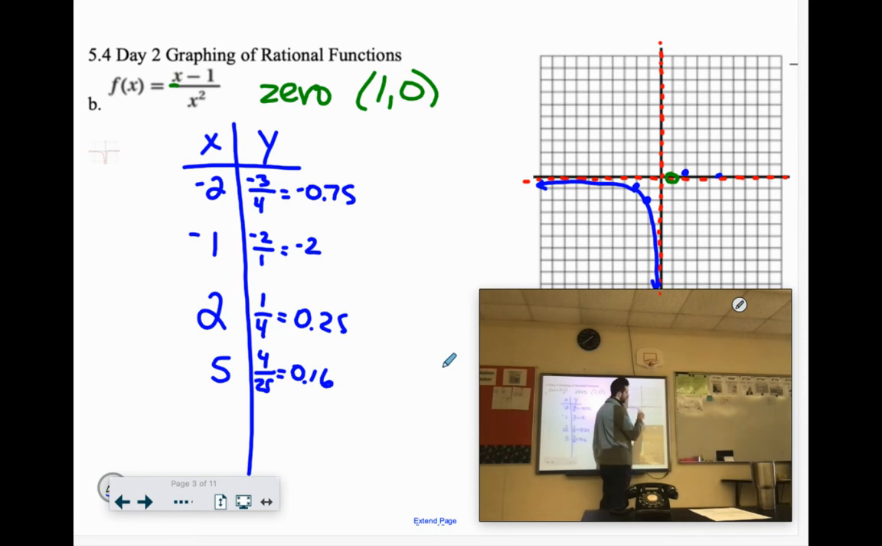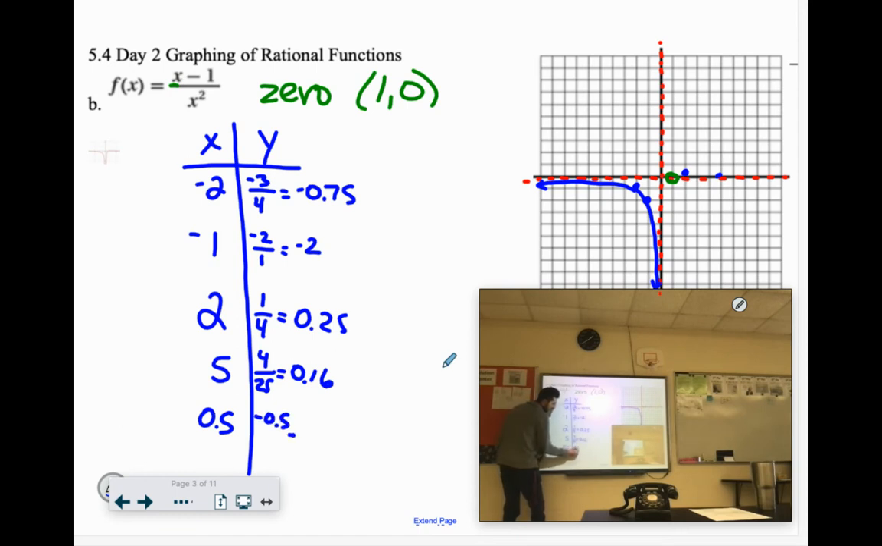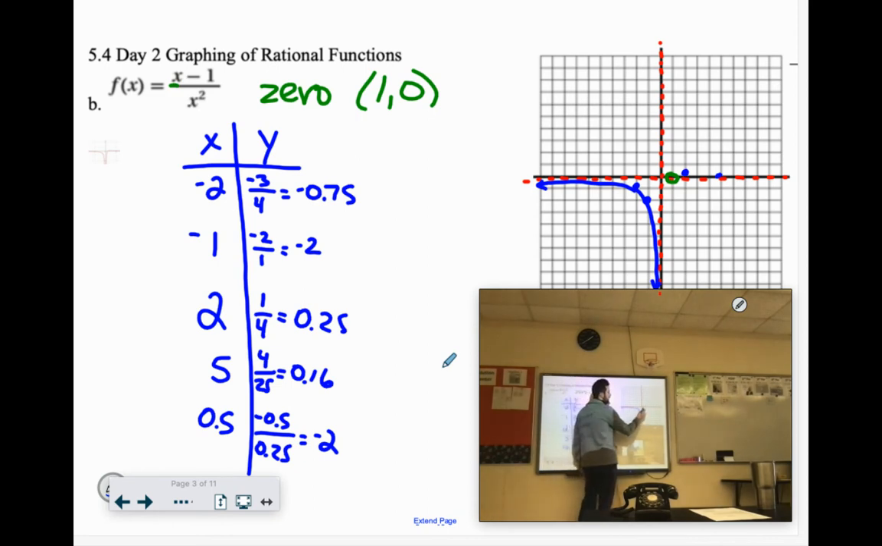A little foreshadowing here. If I chose a number between 0 and 1, like 0.5, 0.5 minus 1 is -0.5. 0.5 squared is 0.25. This comes out to -2. So we'd have a point at 0.5 and -2, which is down here. So here's why this is so strange. Because it should hit that 1, 0 coordinate. But again, it's on an asymptote, so it's like a hole.